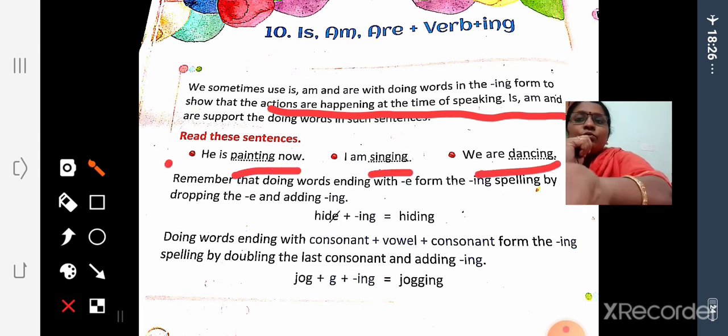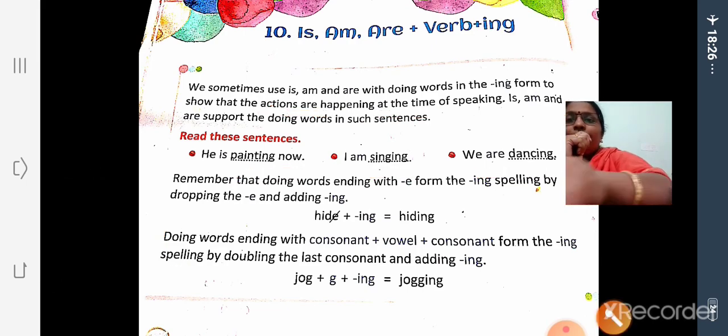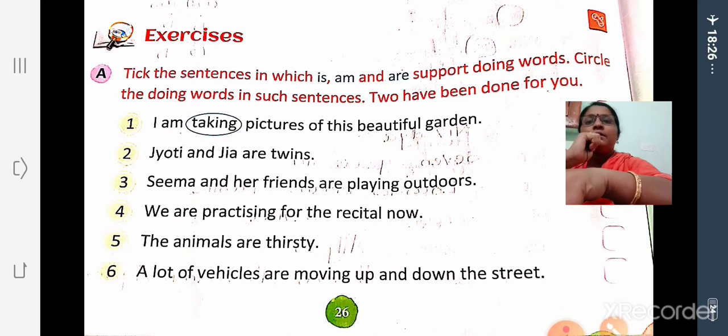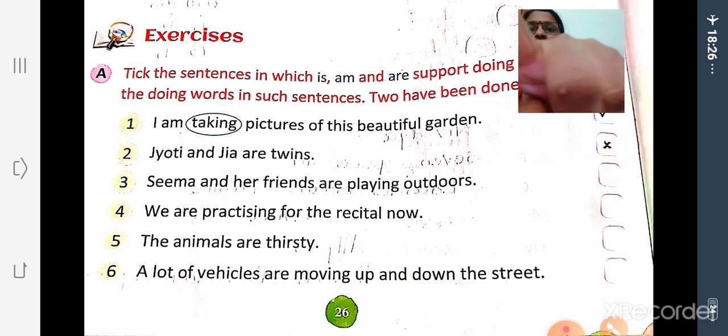So some rules, two rules are given here that I have already given. That is first one, dropping the letter E and add ing. Second one, doubling the consonant, doubling or repeating the consonant. Okay. Now let us do exercises given page number 26. Tick the sentences in which is, am and are support doing words. Circle the doing words in each sentence. Two have been done for you. So if there are doing words we have to tick it.